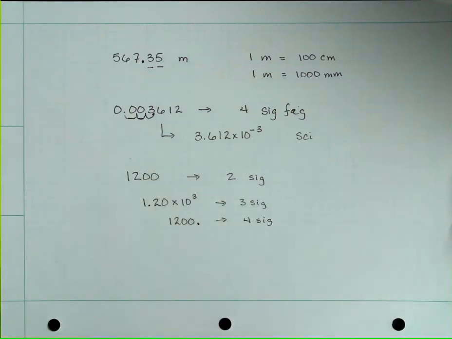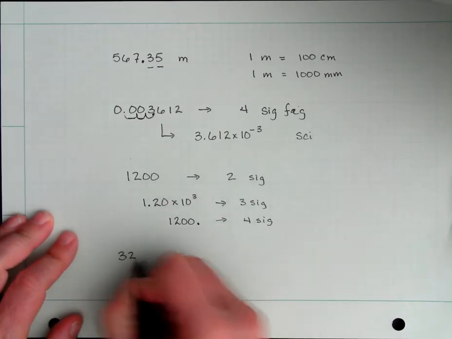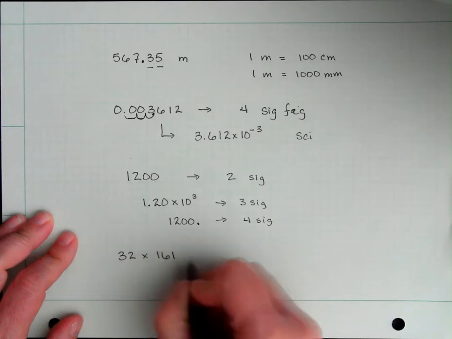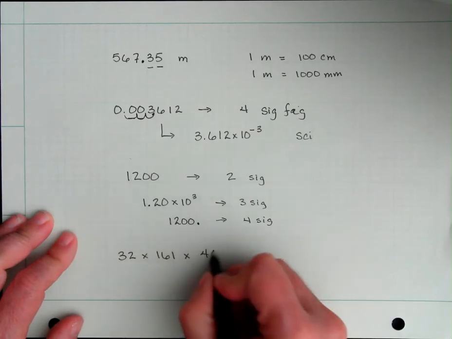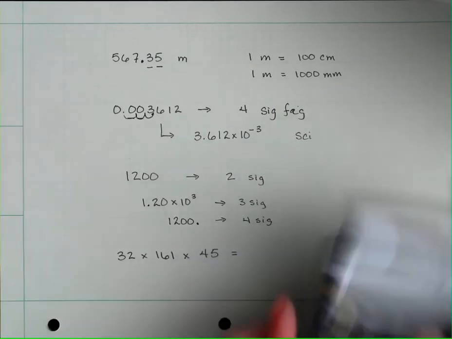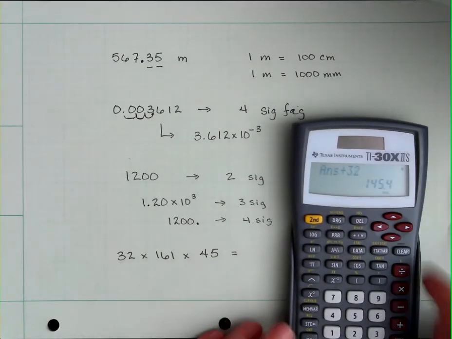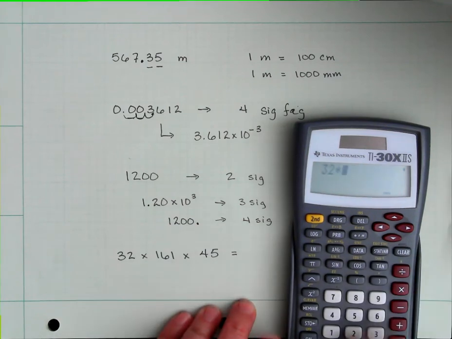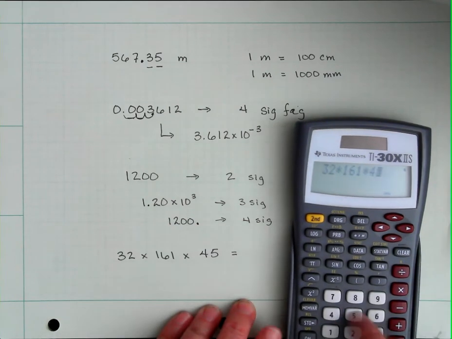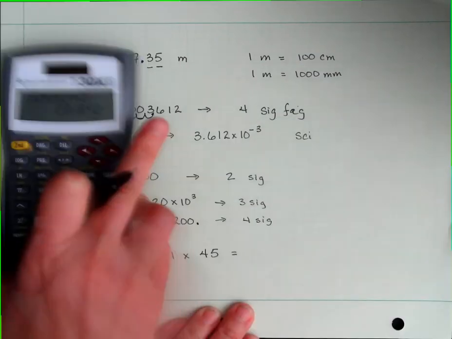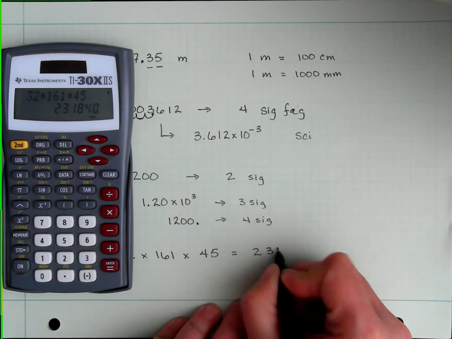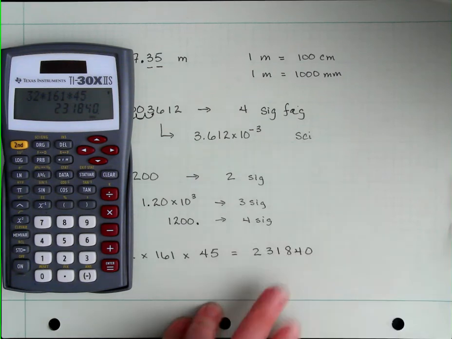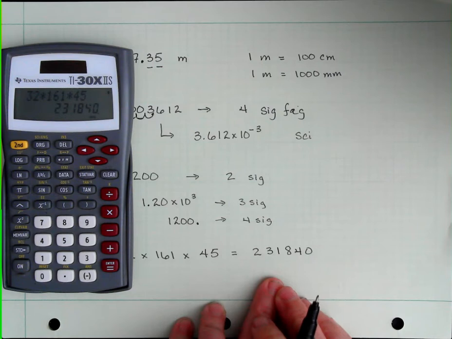Now the rules, like in the video that I showed, if I'm multiplying and dividing, we're going to keep our answer in the smallest number of significant figures. So if I'm doing 32 times 161 times 45, we're going to punch that into the calculator so that you can see it. The number that the calculator gives me is 231840. Not all of these are going to be significant figures.